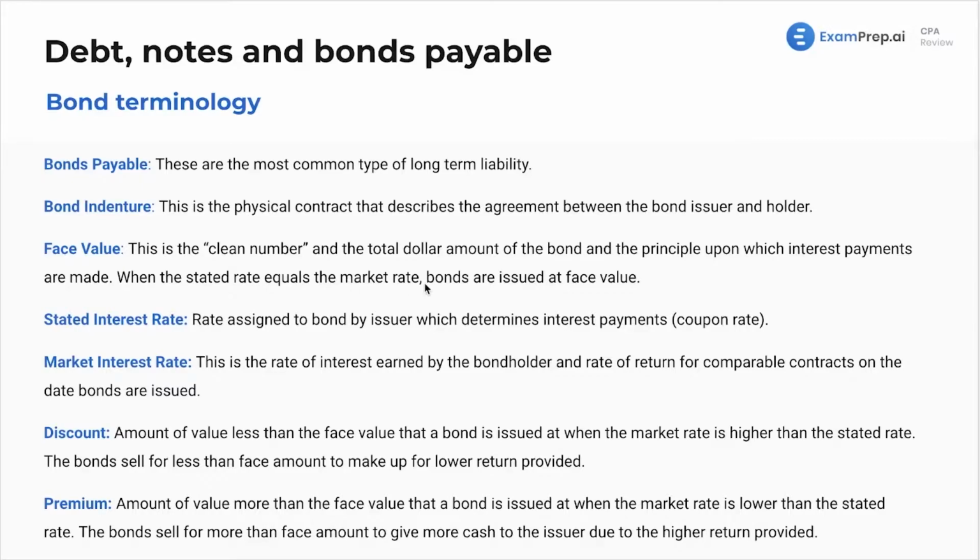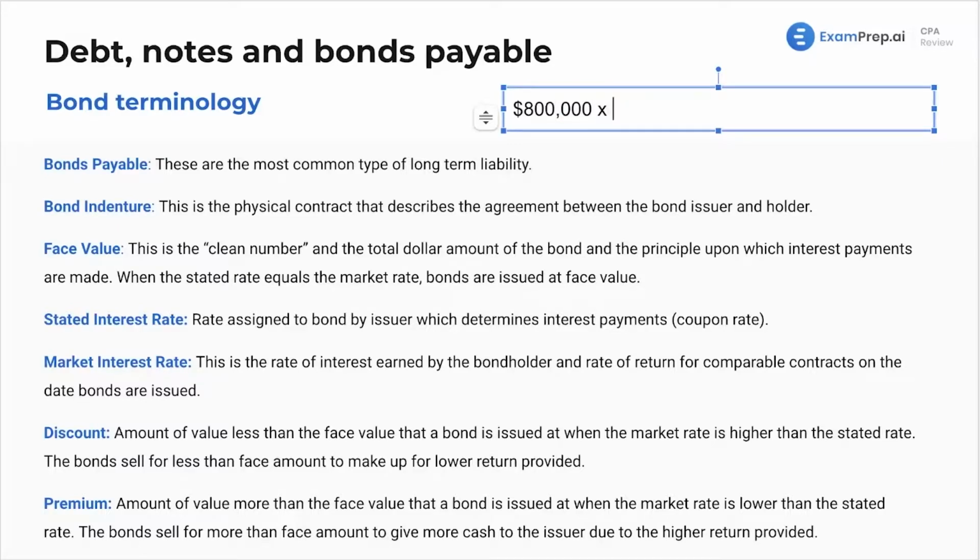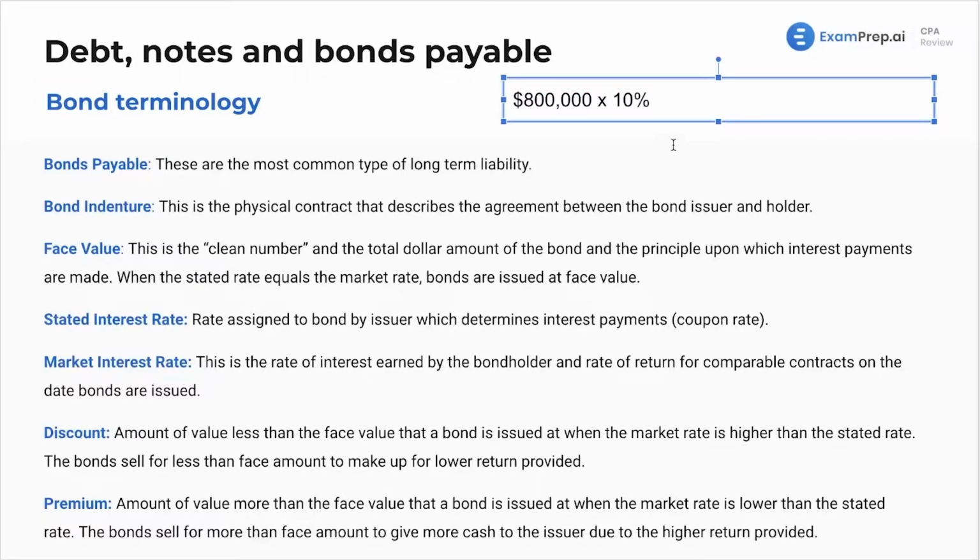When the stated rate equals the market rate, bonds are issued at face value. This has to do with premiums and discounts, which we are going to talk about. Your stated rate is the rate assigned to the bond by the issuer, which determines the interest payments. And I'll draw this out for you right here. Let's say we're dealing with, we'll keep using our $800,000 amount, just because, why not? $800,000, and we say we're going to pay 10%. However, let's say the market. So this is where we get into the market interest rate, discounts, and premiums.